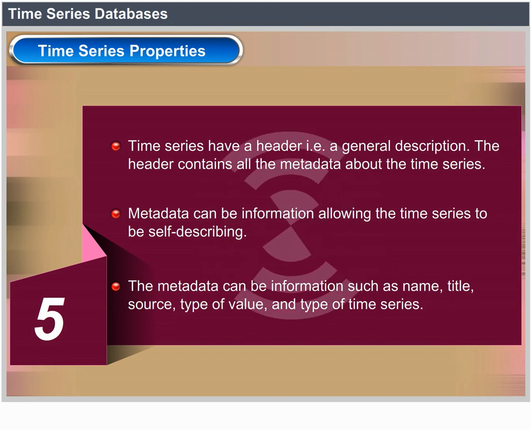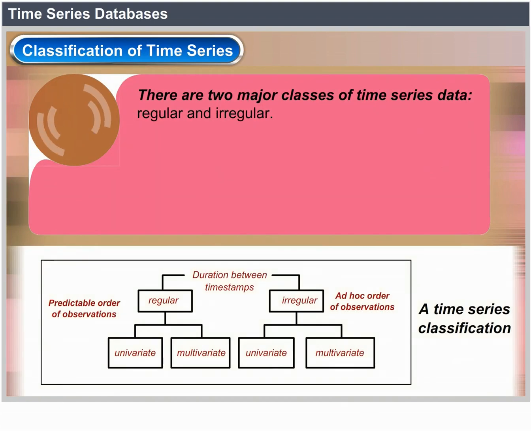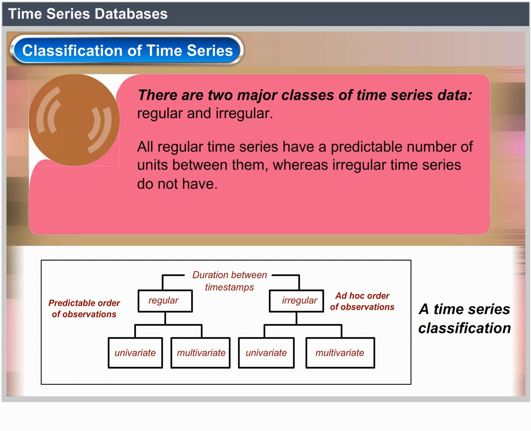Classification of time series. There are two major classes of time series data, regular and irregular. These are defined by the duration between the timestamps of their elements. All regular time series have a predictable number of units between them, whereas irregular time series do not. Time series can be further classified as univariate or multivariate.